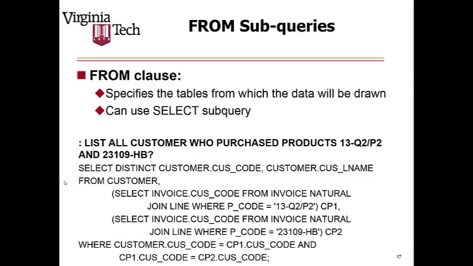And you can see that here's our from clause. And so what we're doing is we're sort of creating this temporary table with this subquery, right? But then we're giving it this name. We're calling it CP1. So we select invoice.customer code from invoice, natural join line where the P code equals that value. So that's only going to return one row from invoice. So that's going to return a row for every line, every product, every time that product was sold from line.